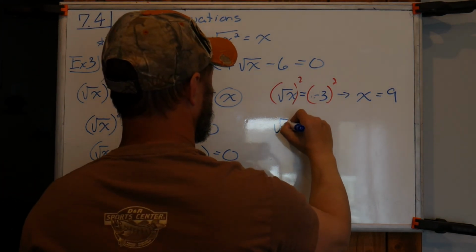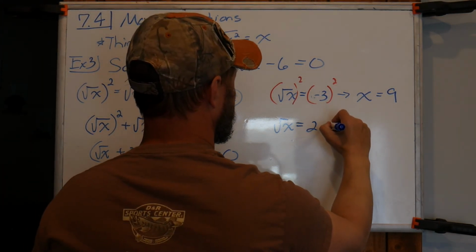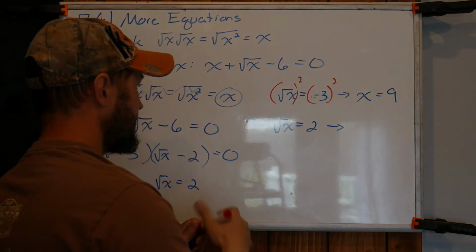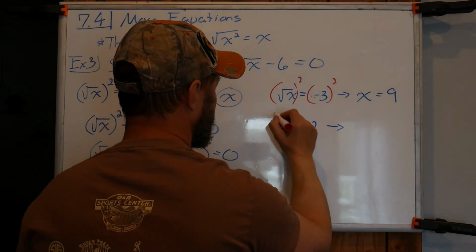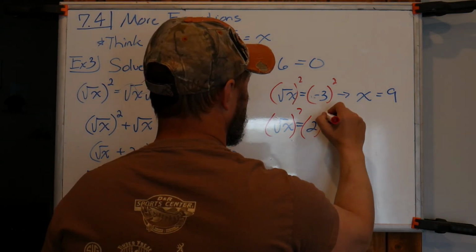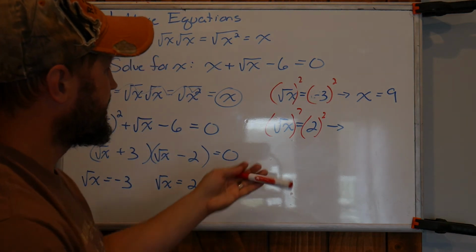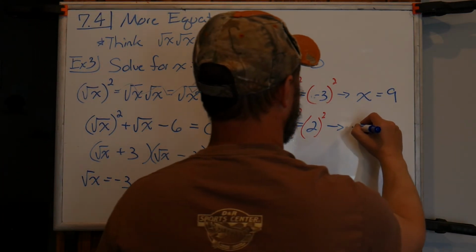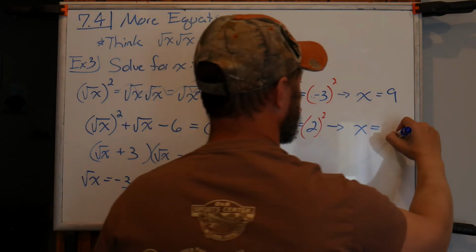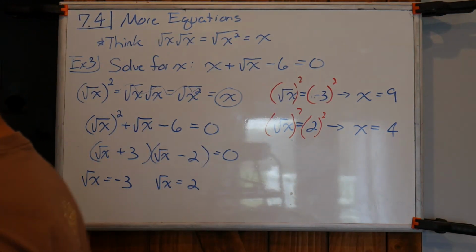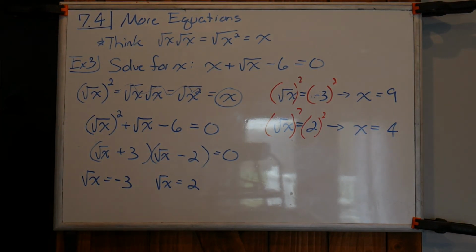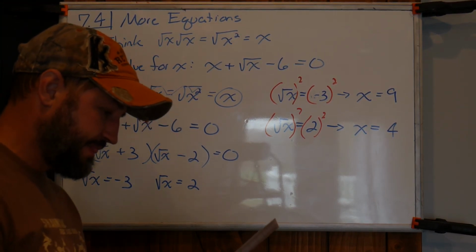My other one was square root of x equals 2. Well, when I square these, I get square root of x times square root of x is x. 2 times 2 is 4. And I believe that was all I wanted to do.